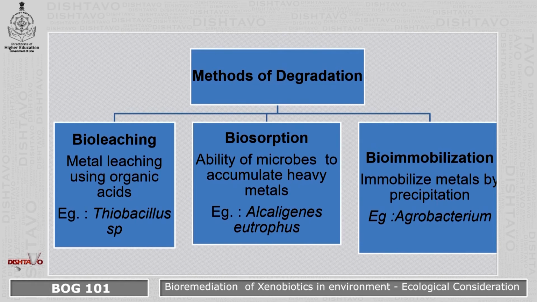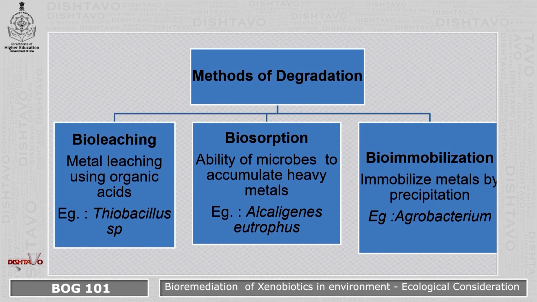Now, methods of degradation of heavy metals. There are three methods to degrade heavy metals. First is bioleaching, second is bioabsorption, and third is bioimmobilization. In bioleaching, there are some microorganisms which can leach the organic acid, example Thiobacillus species. Second is bioabsorption. Here the microbes have the ability to accumulate heavy metals, example Alcaligenes eutrophus.